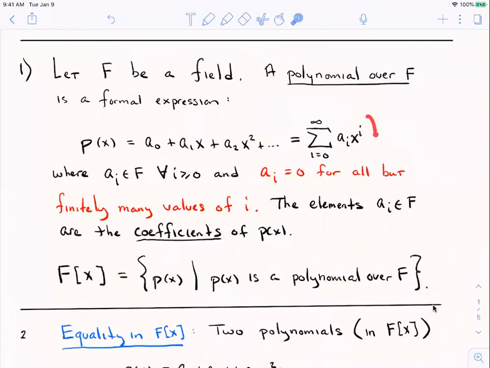So this is not really an infinite sum. All but finitely many of its coefficients are 0. It's just a convenience to write it as an infinite sum because then I don't have to keep talking about what the last non-zero coefficient is.